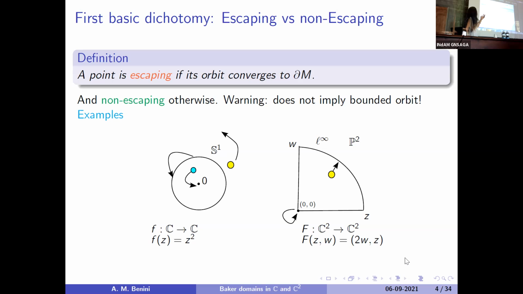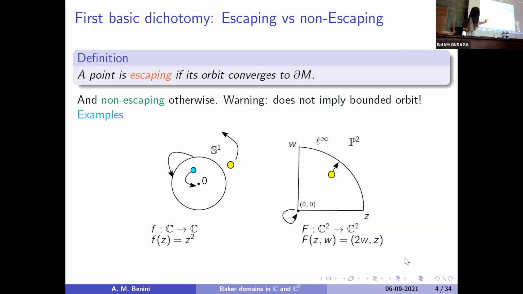So one of our main definitions for today is to say that a point is escaping if its orbit converges to the boundary. Okay, so now we're making sense of the word escaping in the title. And if you're not converging to the boundary, we say that the point is non-escaping. So this includes the case of points which stay in a compact set and points which go back and forth. Let us look at two very simple examples.